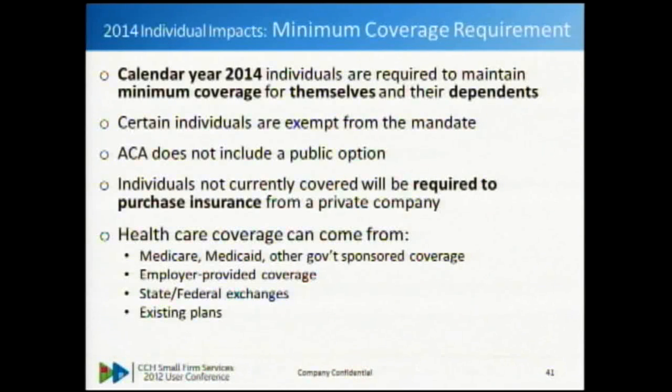So private insurance, where can that come from? You can have your employer-provided coverage. People that already have existing medical plans on their own that they like are grandfathered in. They can keep them. Or coverage can come from existing government-sponsored programs, Medicare, Medicaid, any other state programs they may be a part of, and then the federal and state exchanges. Anybody not covered under any of these will go to the state exchange to get coverage.